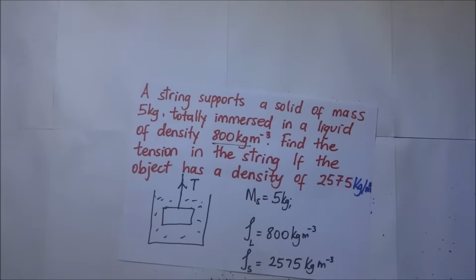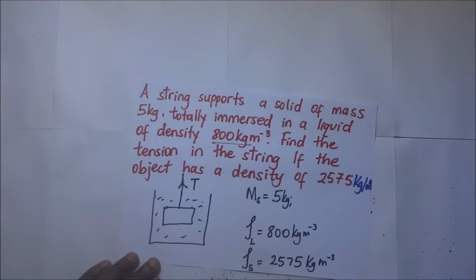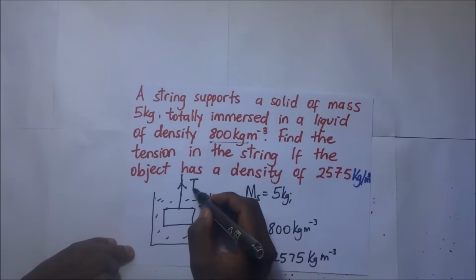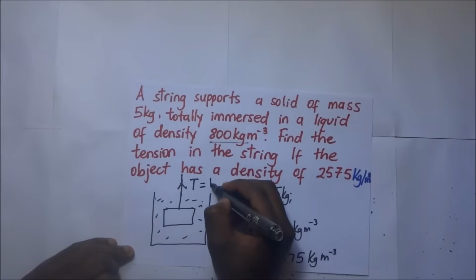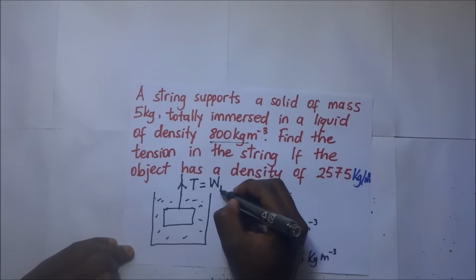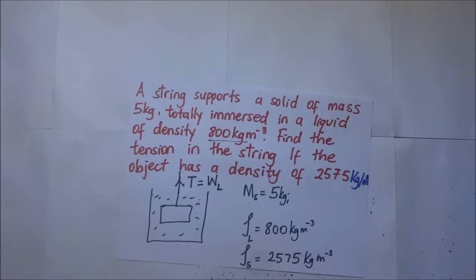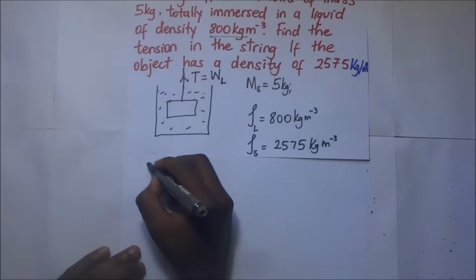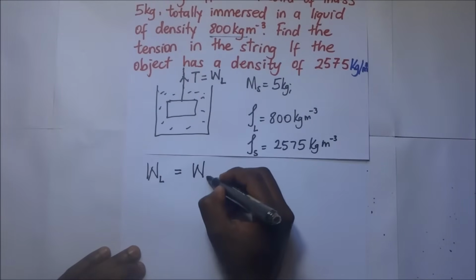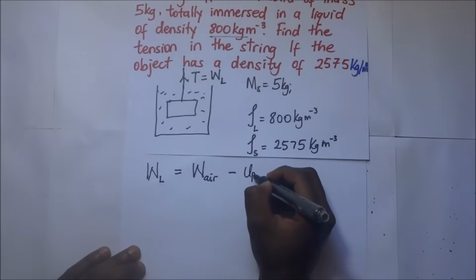So we get started with the working. Of course, we know, like we had done in our earlier question, that for us to find the tension in this string, it is the same as the weight of this block when it is in the liquid. And getting the weight of that solid when it is in the liquid is the same as getting the weight of this block when it is in air minus the upthrust. So the weight of that solid in the liquid is given by the weight of that solid in air minus the upthrust force.